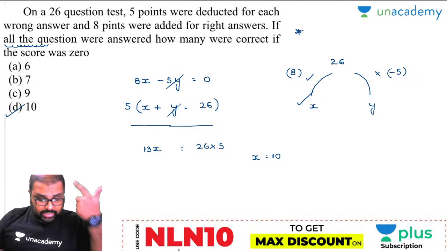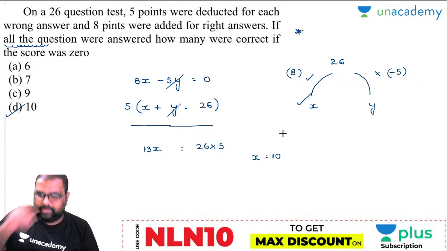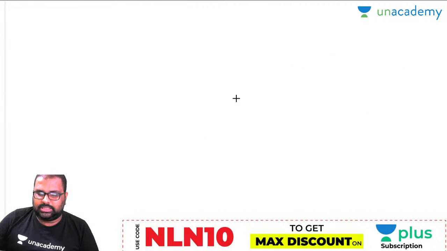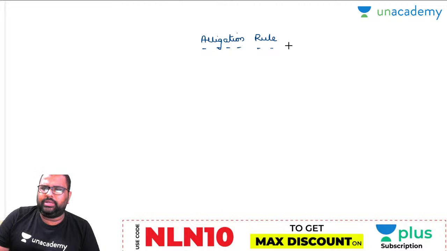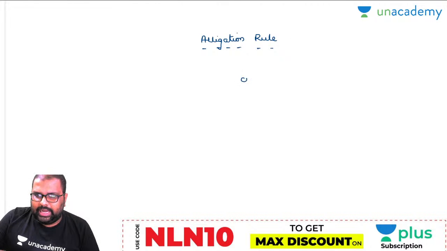Now I have one more technique to solve. Yes, Satvik, you can apply the alligation rule. In the next class I will be explaining the alligation rule, where 70% of the questions in profit and loss, simple interest and compound interest, time, speed, distance, time and work can be solved with this alligation rule.